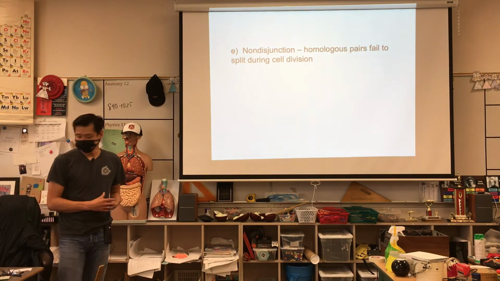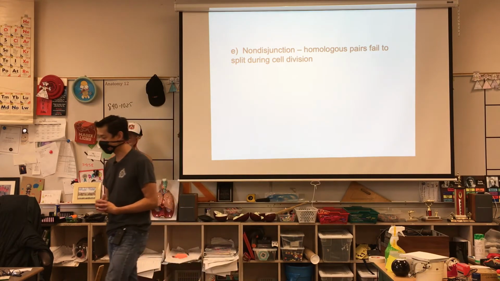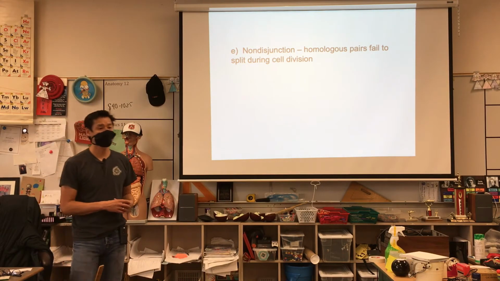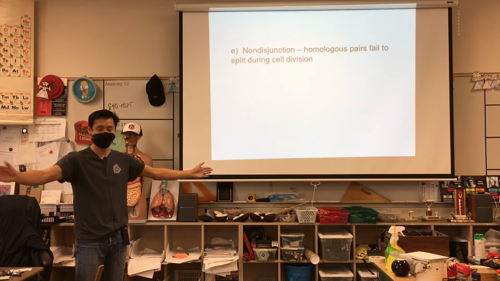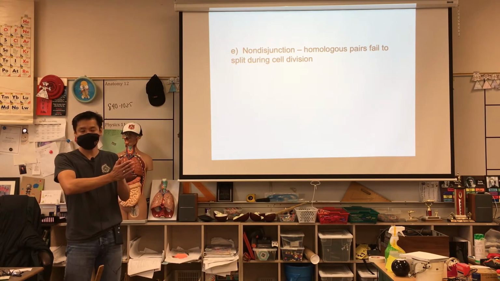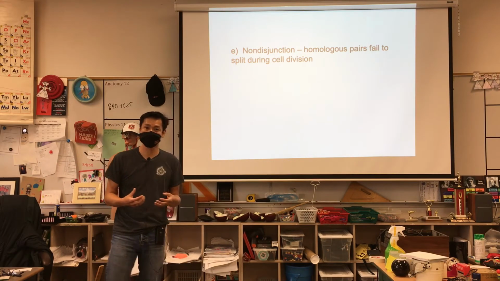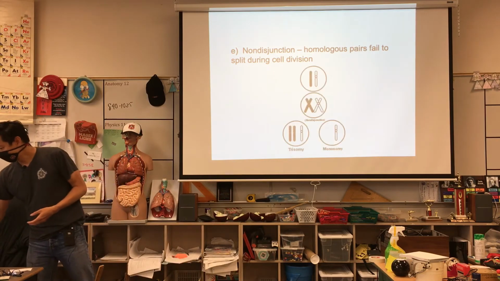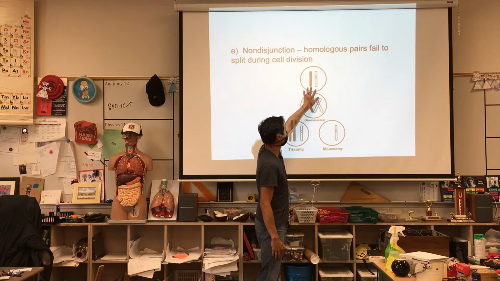Another type of chromosomal mutation is nondisjunction. And this happens when cells are splitting and the homologous pairs are supposed to divide to the two new cells. And instead of everything being split evenly, what happens is one of the cells gets too much genetic material while the other one doesn't get enough. So here's an example of a cell. It's supposed to have 46, but we only see 2 chromosomes there.